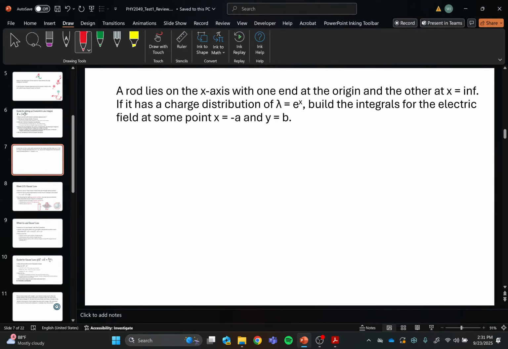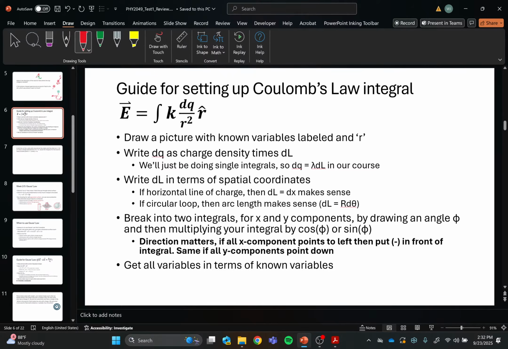I got a rod on the x-axis with one end at the origin, the other at x equals infinity. It has a charge distribution of lambda equals e to the x. My question is build the integrals to find the electric field at some point located at x equals negative a and y equals b. So first step, go through these steps. These steps walk you exactly through how to do this, but your success is very much going to depend upon how good your picture is.